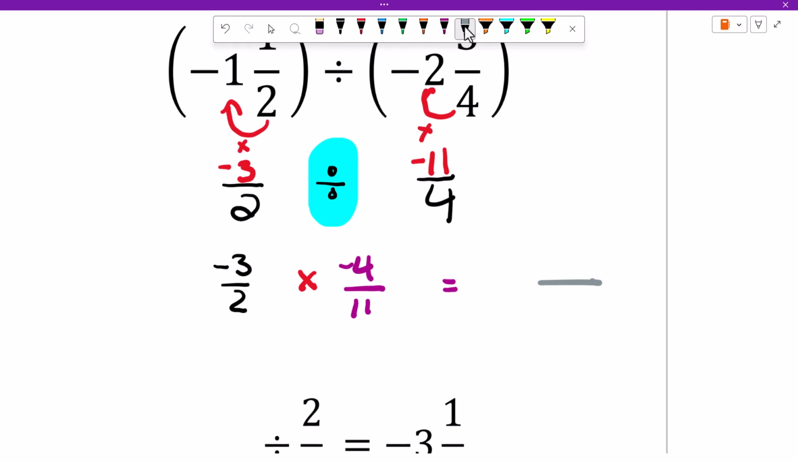Final answer, positive or negative? Positive. We have two negative signs. They cancel each other out.